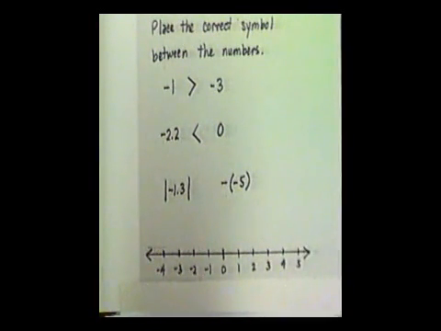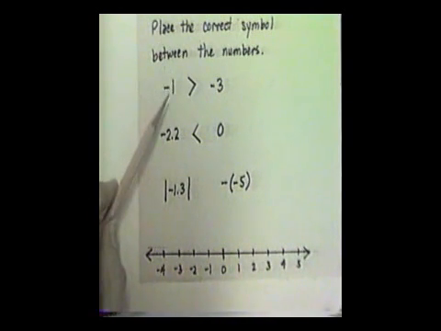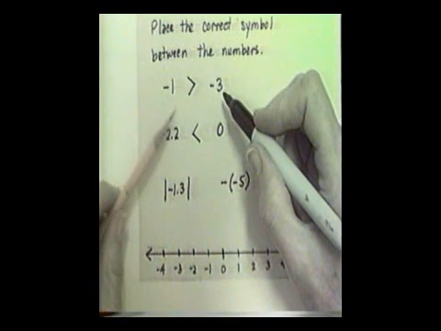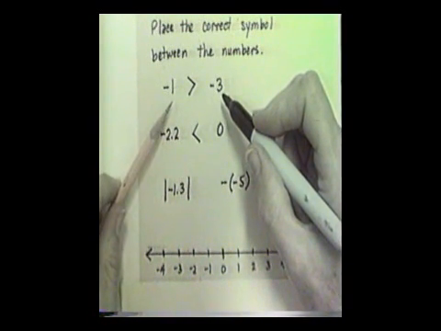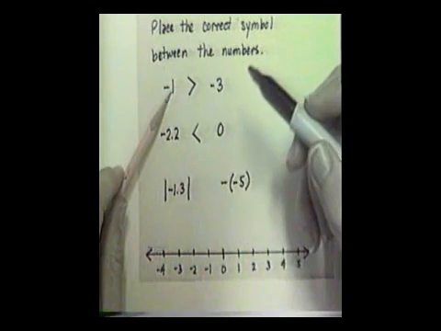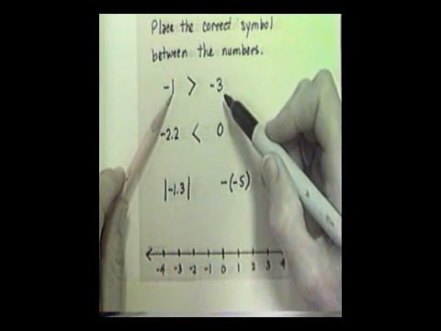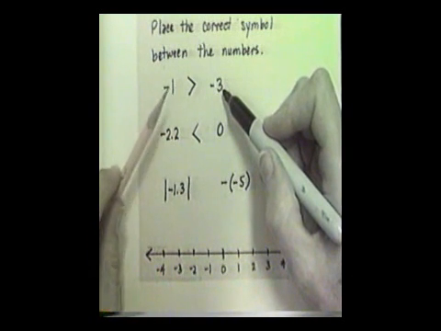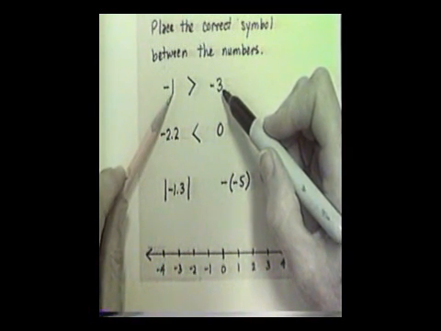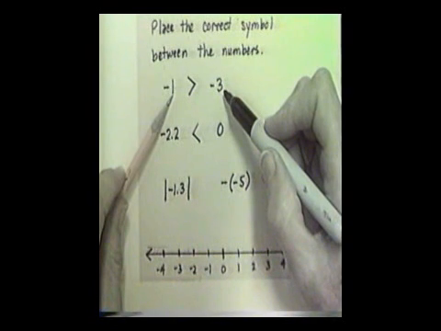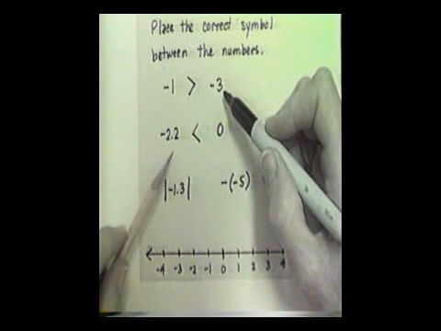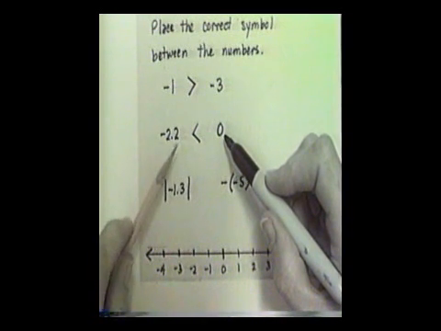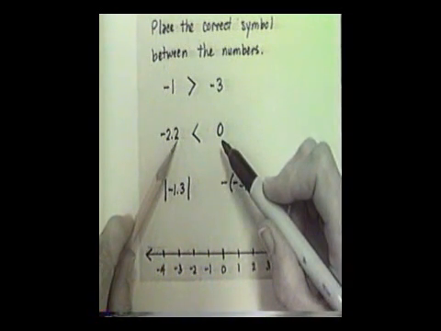Now, this should make some sense to you in that -1 and -3 could, for example, represent temperatures on a very cold day. If the temperature is 1 below 0, that temperature is greater than a temperature of 3 below 0. -1 is greater than -3 because 1 below 0 is slightly warmer than 3 below 0. A temperature of -2 and 2/10 is less than 0. That would be colder than the 0 temperature.